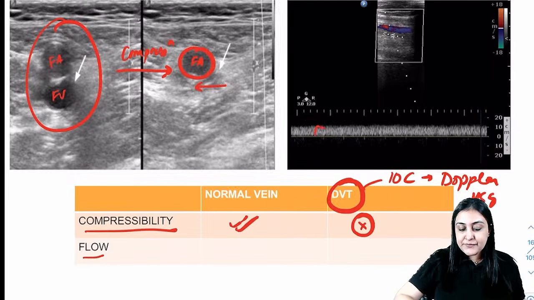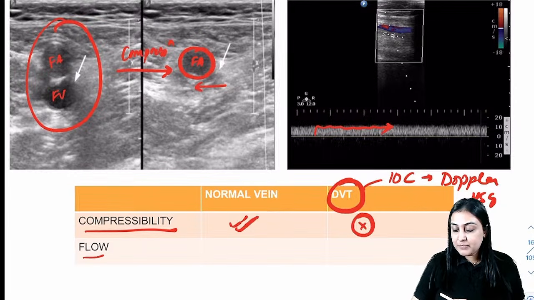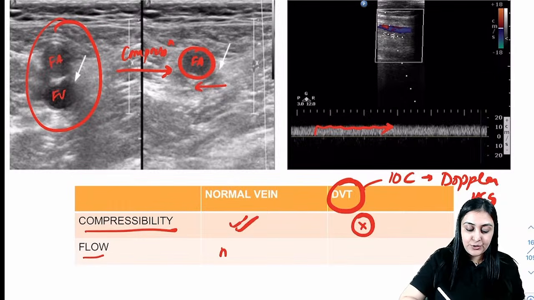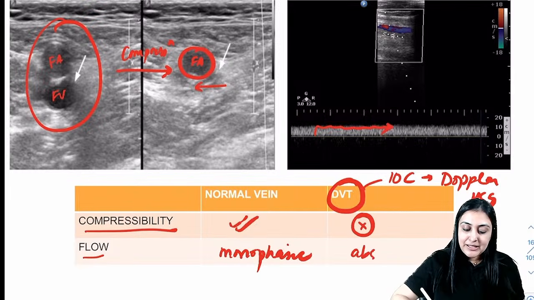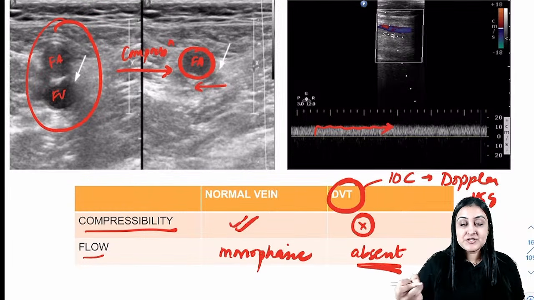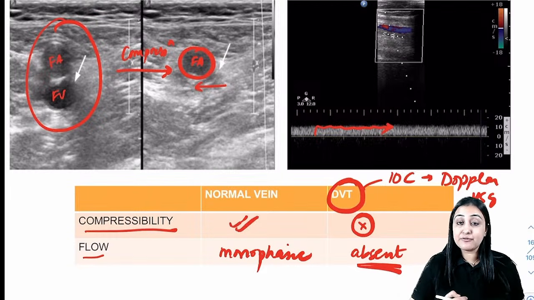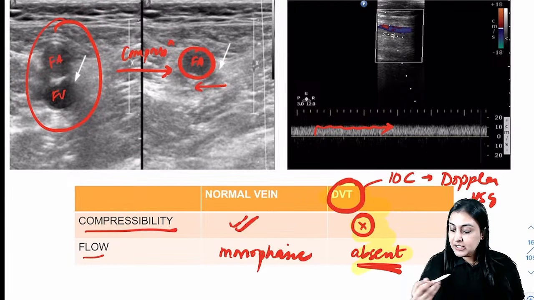Second, what is this flow that you are seeing on the spectral Doppler? This is a monophasic flow. So a normal vein shows me monophasic flow. But what in DVT? DVT will show me absent flow. There is no flow, no monophasic flow. Alright. So this is how we diagnose DVT on Doppler ultrasound.